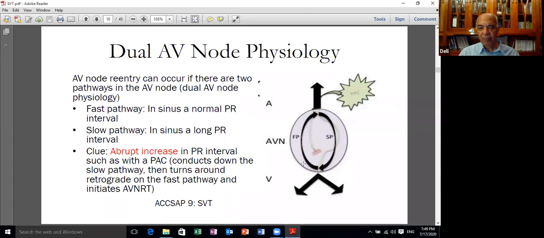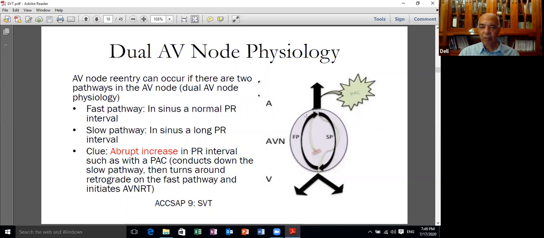Phase zero is sodium channels. So if you have enough sodium channels, that will ensure fast conduction. Now, the refractory period has nothing to do with the sodium channel. It has to do with the duration of the action potential, essentially the potassium channel and the calcium channel. And as a result, if you prolong the action potential, you get a longer refractory period.